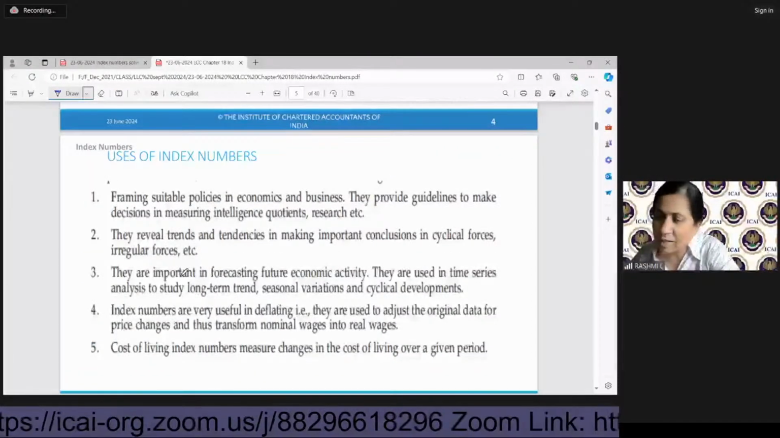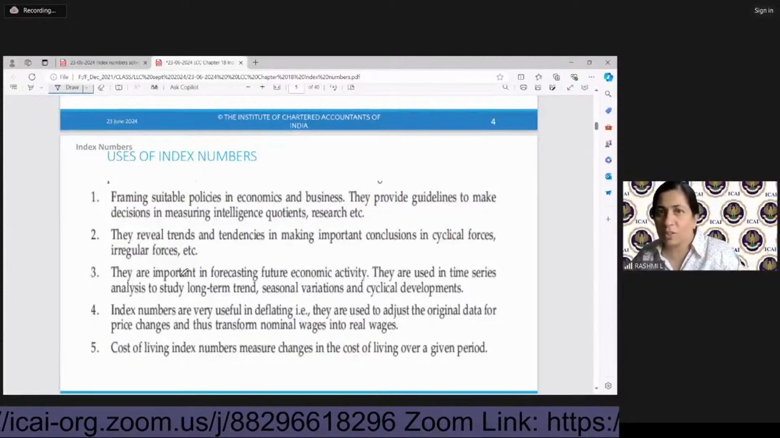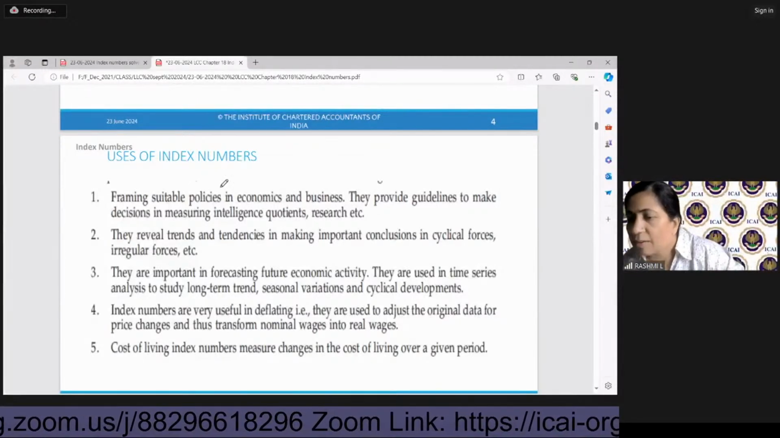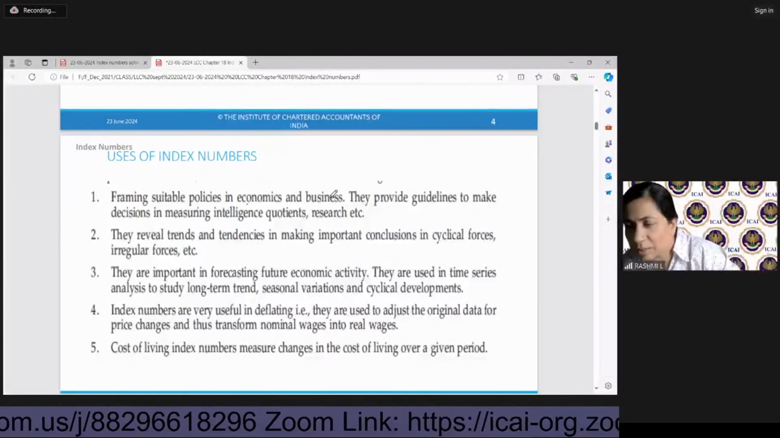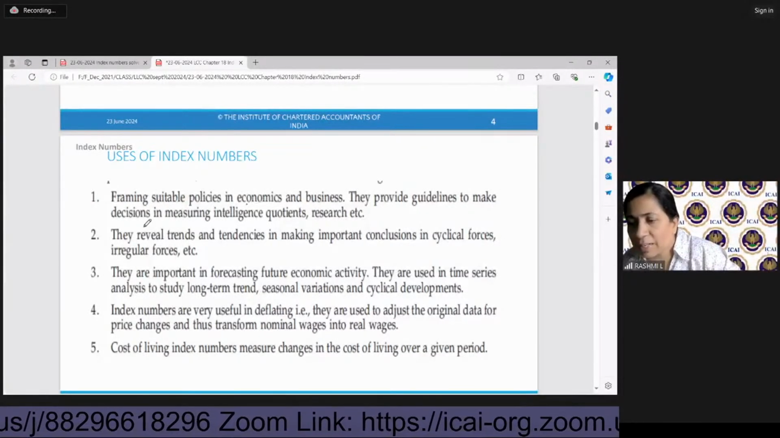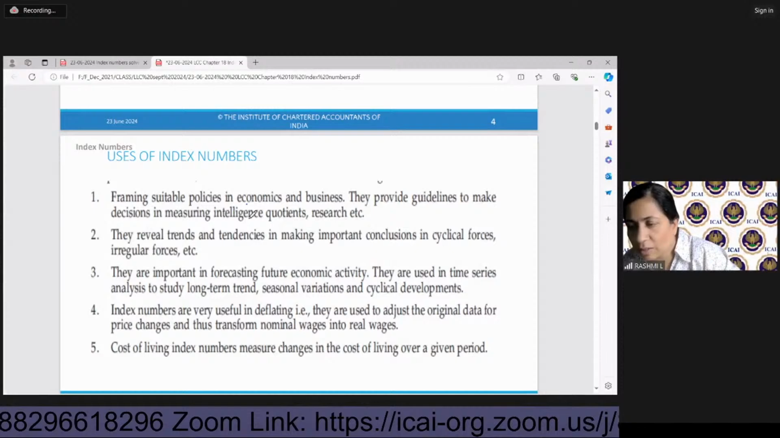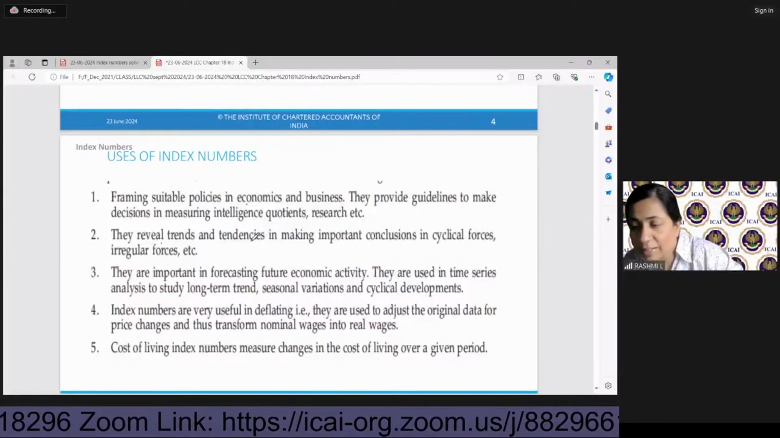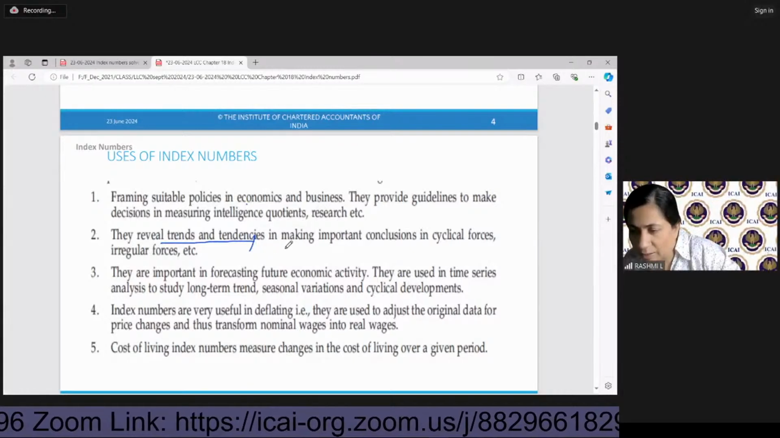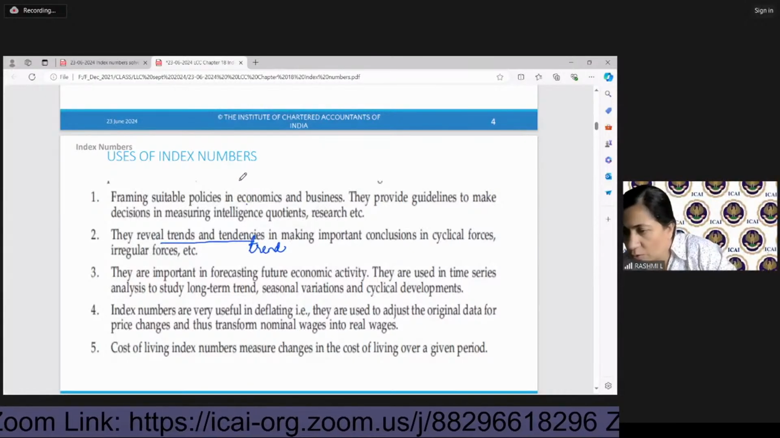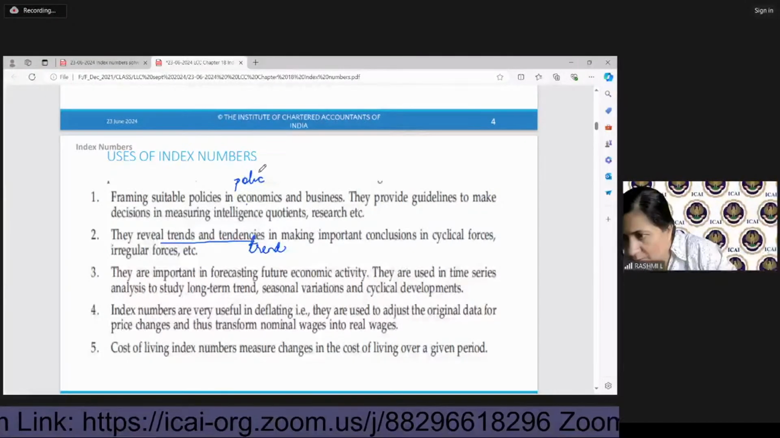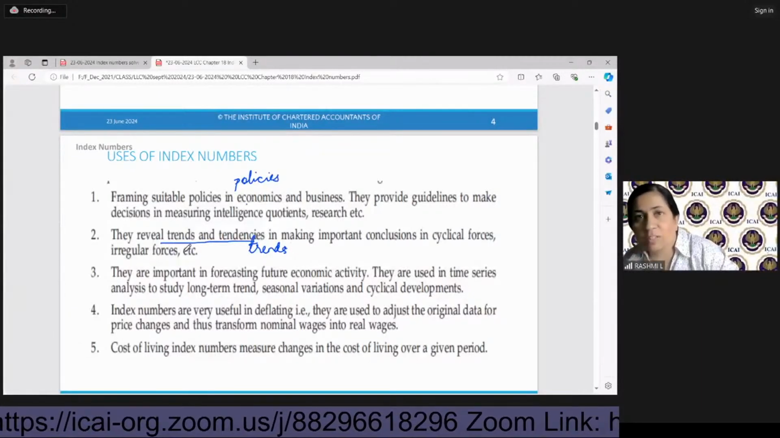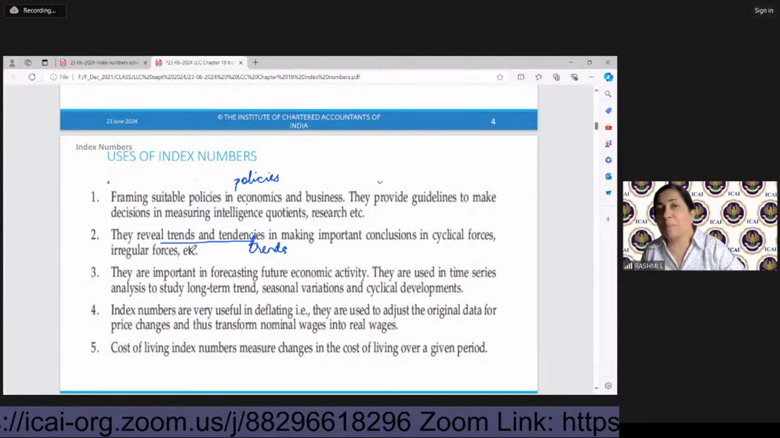So what are index numbers? Let us first talk about the general, and then we are going to talk about how index numbers are used by CAs. They help in framing suitable policies in economics and businesses. They provide guidelines to make decisions based on intelligence, research, etc. They reveal trends and tendencies. Trend is a very important thing. For forming policies, we look at trends, cyclic forces, and irregular forces, and how they are going to impact the prices.